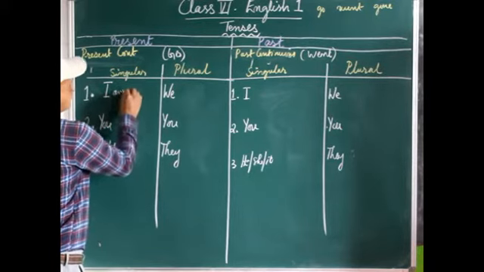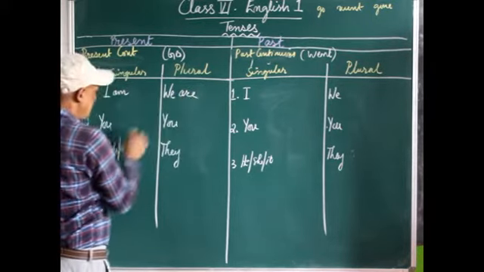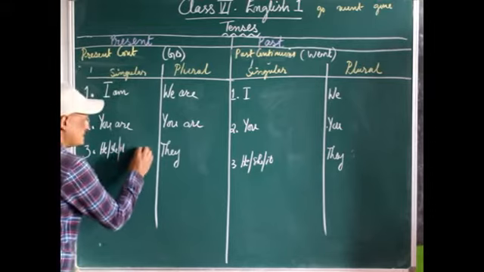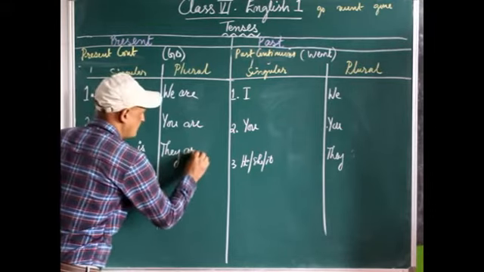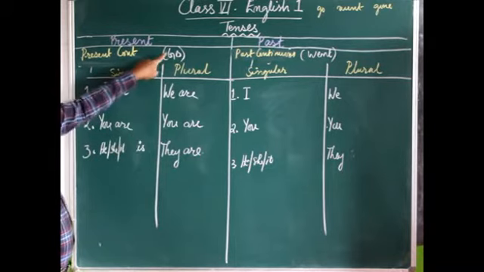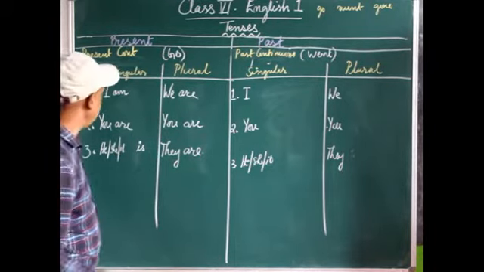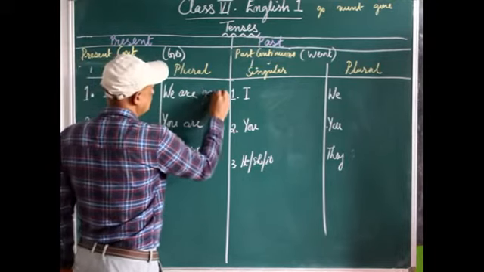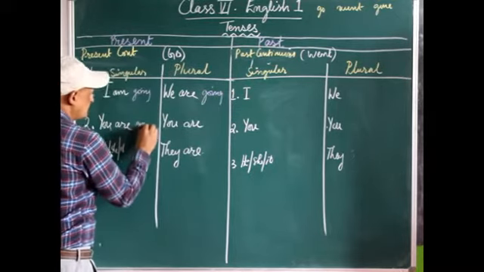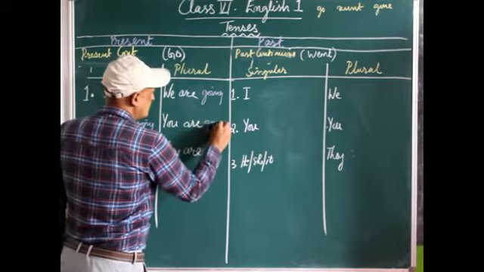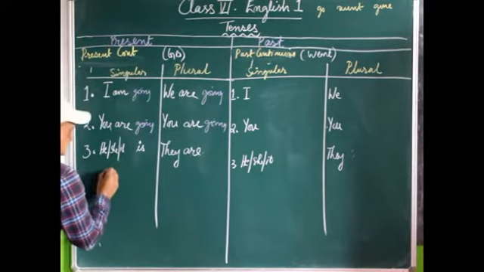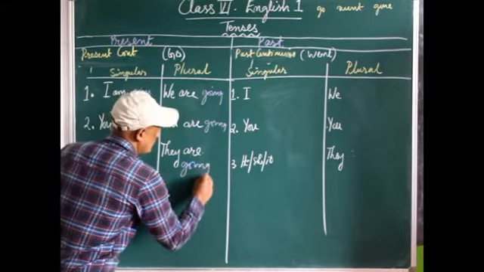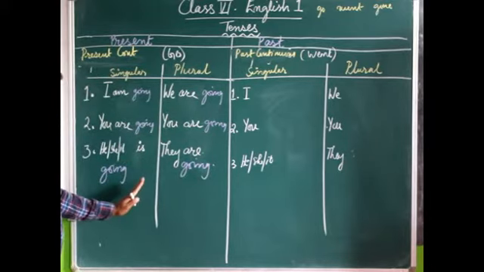Here, am, are, is. Concentrate here. Now what do you do? Add ing to the verb go. And we have I am going. We are going. You are going. He, she, it is going. They are going. Got it? That is in the present.